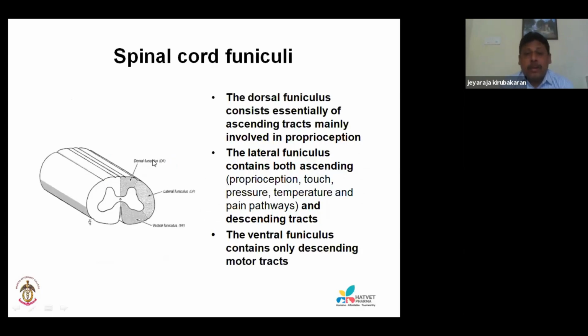Okay, this is what I said. You have the dorsal funiculus, lateral and ventral funiculus. The dorsal funiculus usually carries the ascending tracts involved in proprioception. The lateral has both ascending and descending tracts, mainly for proprioception, touch, pressure, temperature, and pain pathways. The ventral funiculus has descending motor tracts. These structures run as a sheath inside, just like a fiber optic cable. It runs throughout the spinal cord.